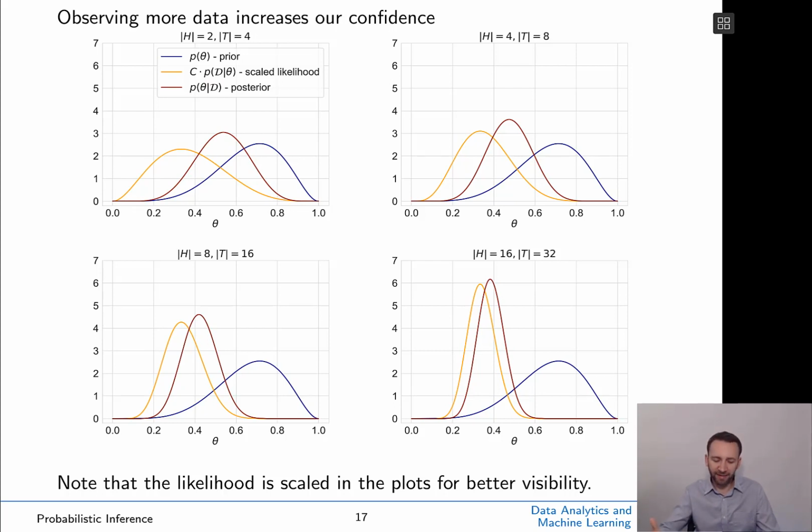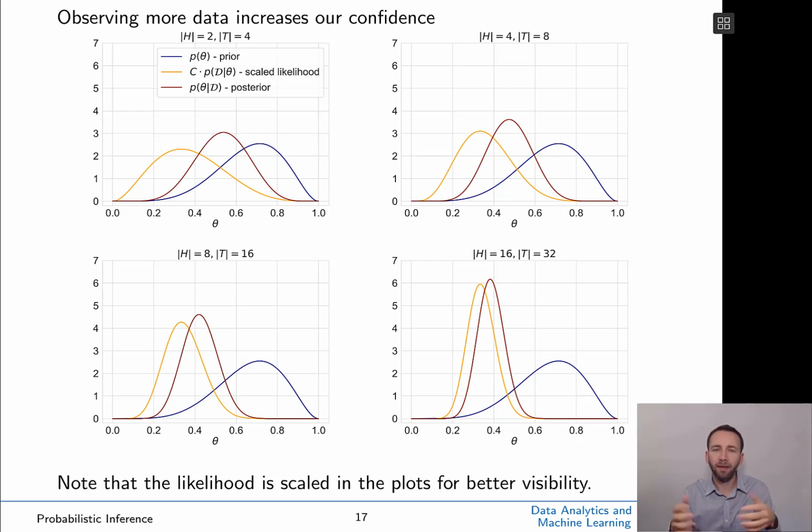But what happens if we get more data? Here it's 2 and 4, here it's 4 and 8, here it's 8 and 16, here 16 and 32. You see that the proportions stay the same, but the likelihood becomes stronger, simply speaking, which means the posterior is drifting towards the likelihood function. Here it's still quite in the middle between the prior and the likelihood, but here the prior is on the far right, and here the likelihood and the posterior are rather similar, okay?